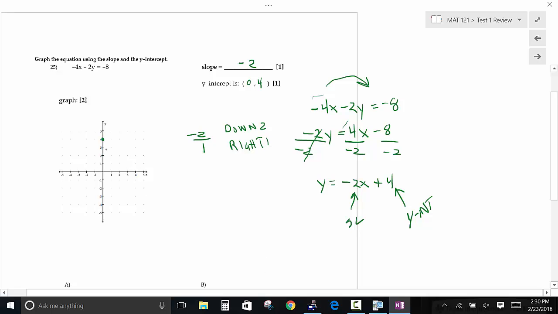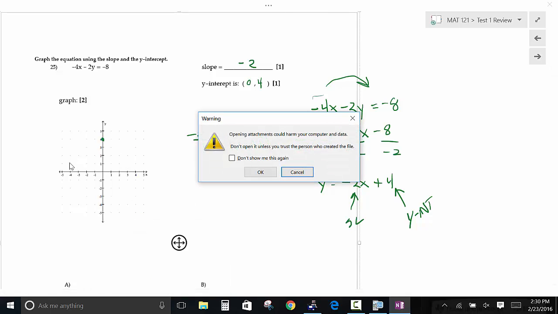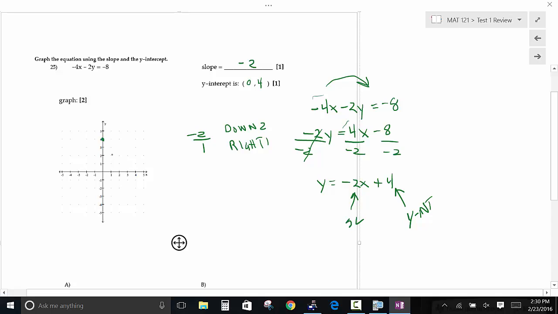Okay, so what you're going to do is from this point, you're going to go down 2 units, and then to the right, and then you connect the dots. You can do it again if you want to, but you're not required to do that. Okay, so down 2, right 1, like that, down 2, right 1, and then you can connect that into a straight line like that.